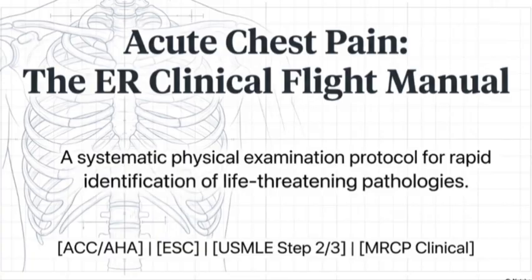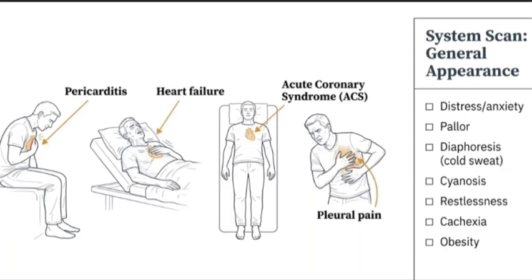So here we come to the summary of acute chest pain clinical examination, a systematic protocol for identifying both common and life-threatening emergencies. A patient with pericarditis may be sitting up, just like a heart failure patient, and an acute coronary syndrome patient may be lying down, not moving. Maybe the patient is in distress, with pallor, diaphoresis with cold sweat, cyanosis, restlessness, cachexia, or looking obese.